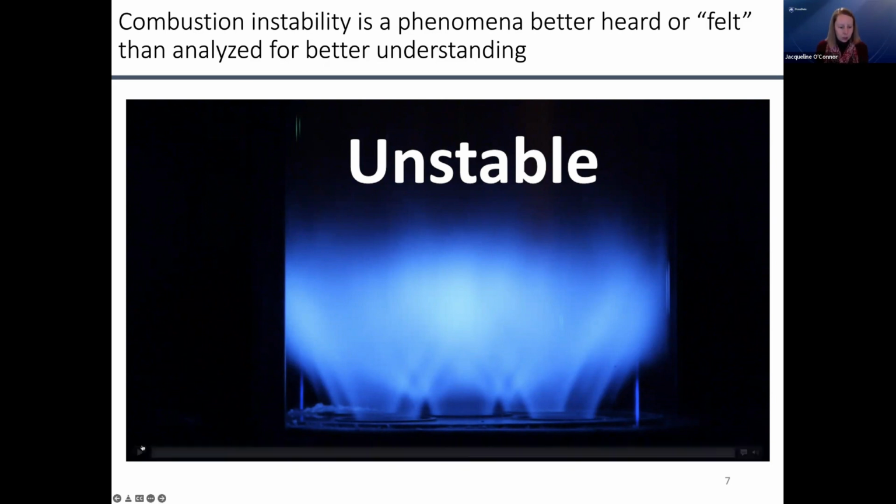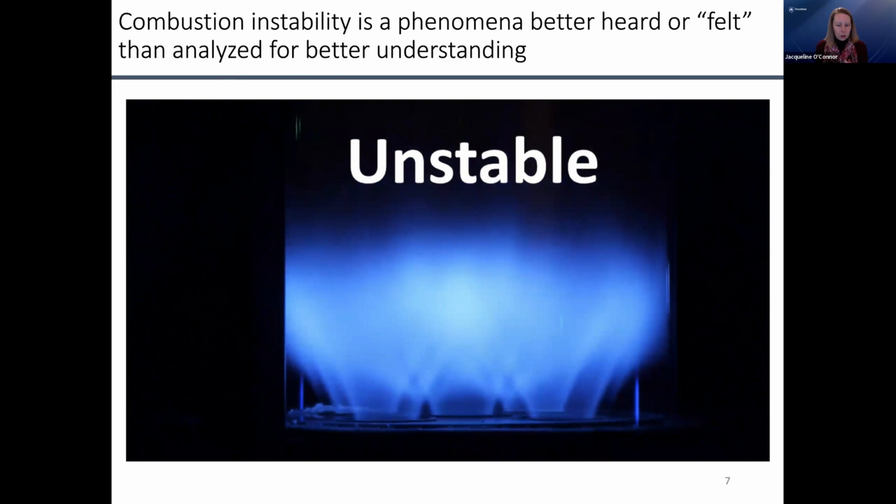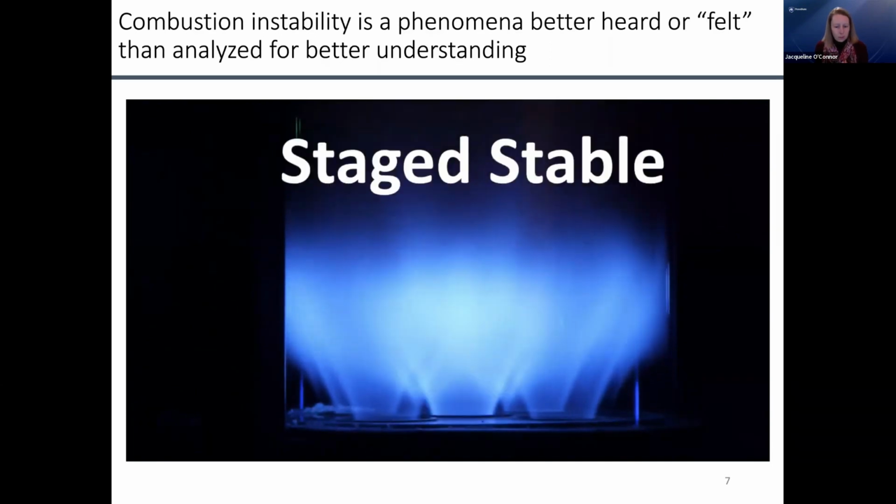So let's see if this works. So there's the tone. There's the staging. All right, and the tone goes away.